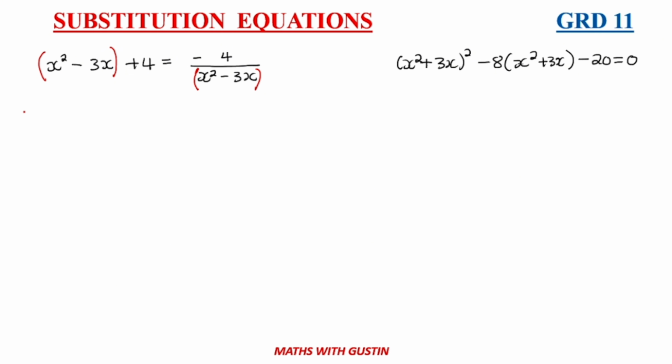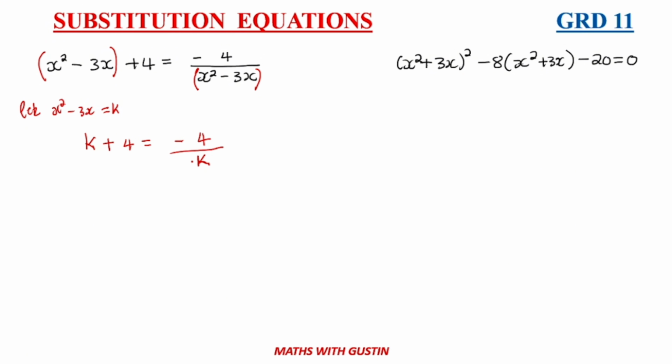Okay, so now what we're going to do here, we're going to say let this x squared minus 3x be equal to k. All right, so on the equation where there's x squared minus 3x, we're going to put a k there. So that means our equation now is going to be k plus 4 is equal to negative 4 all over k.